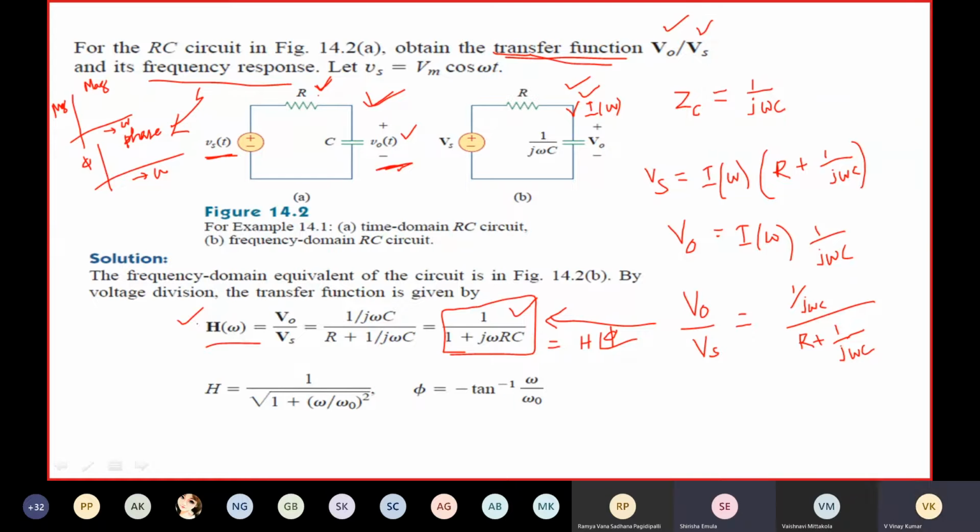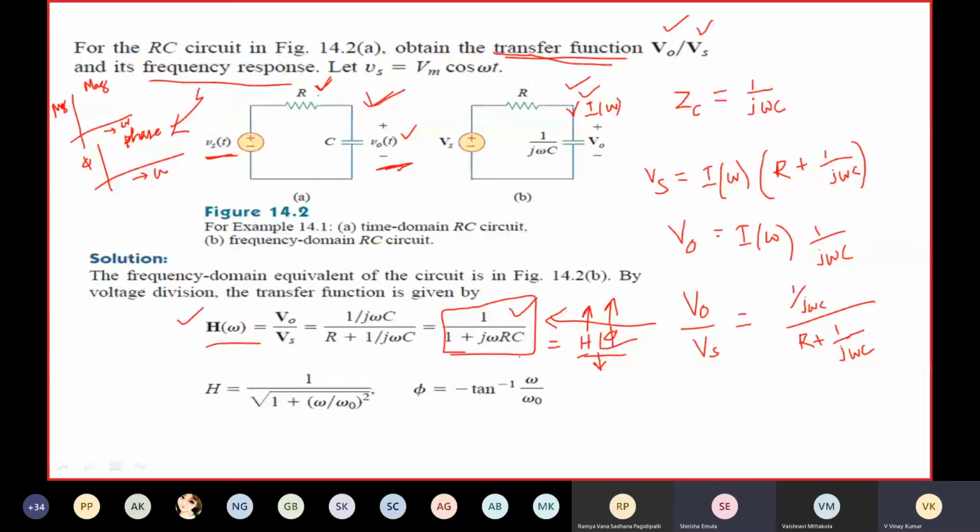Okay, H of omega, which is in the frequency domain. H of omega is equal to 1 by 1 plus j omega RC, right? Which is equal to magnitude. What will be the phasor form? Magnitude and phase angle, right? Magnitude at an angle, phase phi. So this is the magnitude, and this is the phase angle.